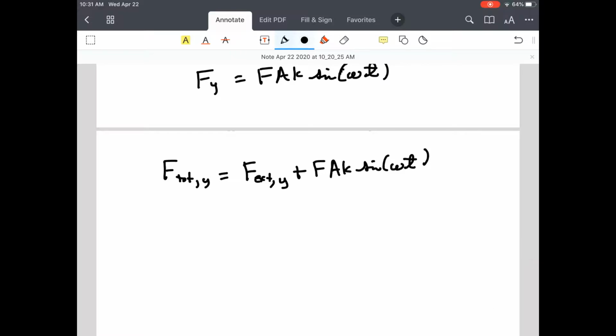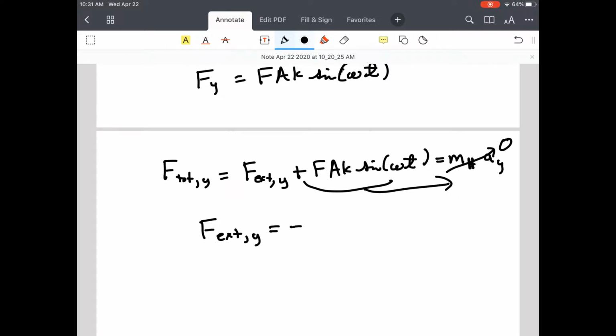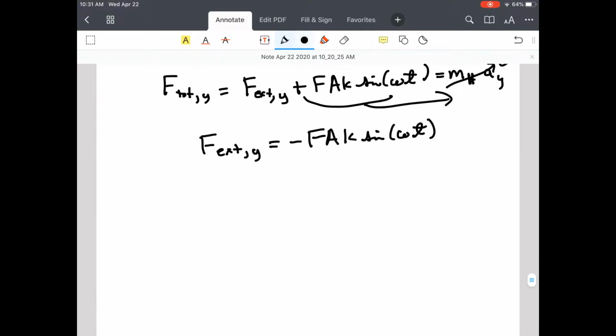Okay, so this is all the forces acting on that little hoop. And you may remember that I said the hoop was massless. So F total is equal to mass times the acceleration of the hoop, which we know. It's actually the same as the acceleration of the string, but the mass of the hoop is 0, meaning these guys just have to add up to 0. So now if I solve for the external force, I bring this Fak sine omega t over to the other side, I find that the amount of force that I have to drive this guy with in order to make the oscillations happen is negative Fak sine omega t. So that's the driving force on the hoop.